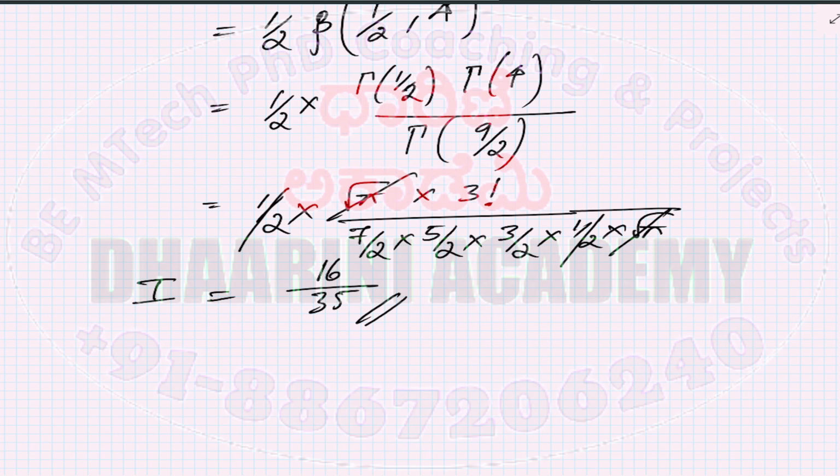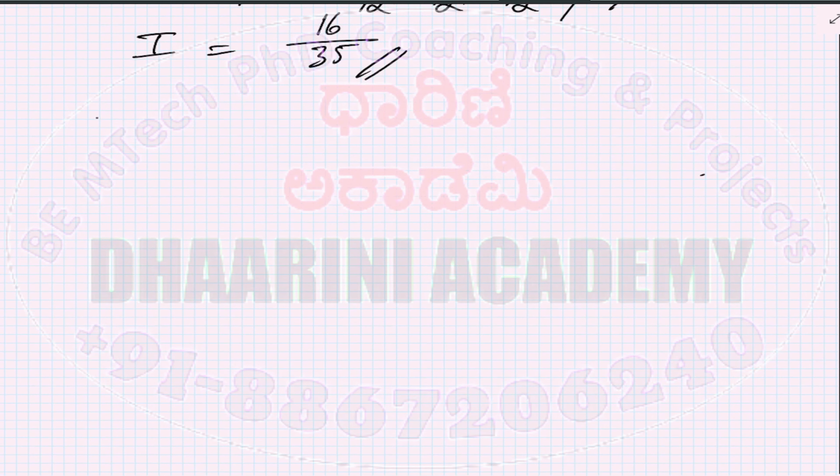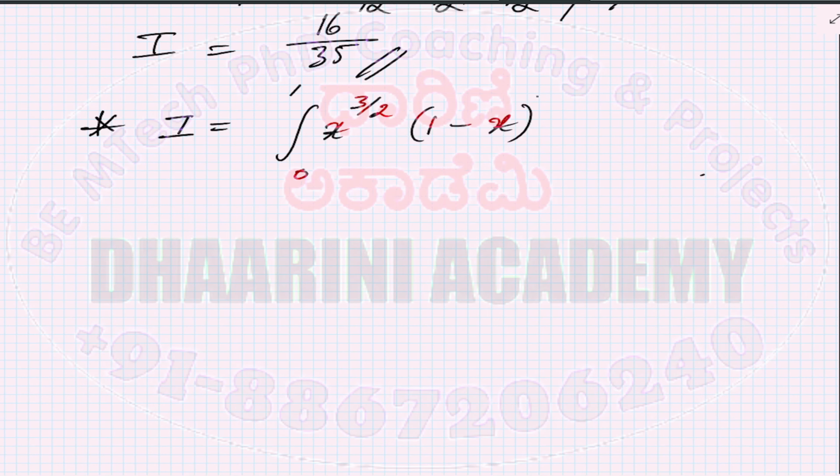Alright. Now let's go to another type of problem. Again, these problems are based on the beta functions. So the next question to solve now is this one. Solve I is equal to integral 0 to 1 x to the 3 by 2 into 1 minus x to the 1 by 2 dx.